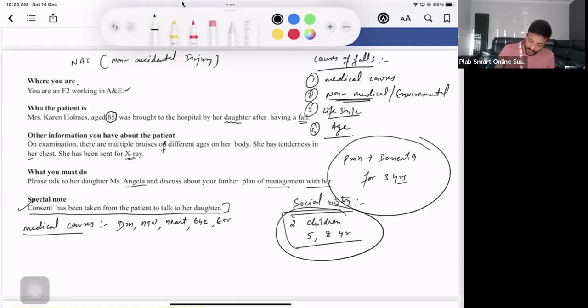Yeah. So what are we doing in this? We are asking about the causes of fall. We're taking past medical history for our patient as well. And we're going into a brief psychosocial history as well.